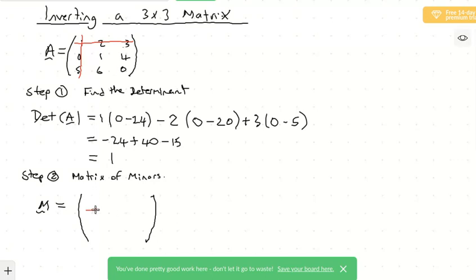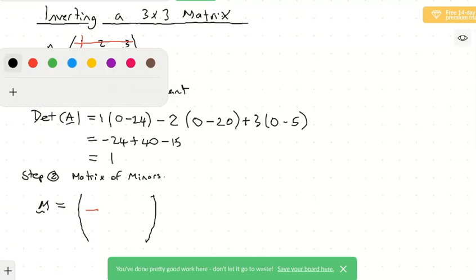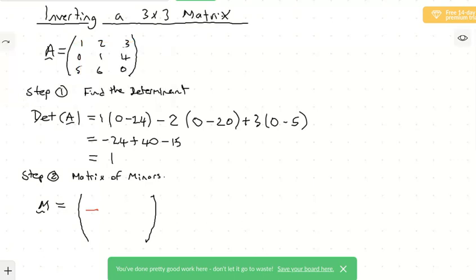So the very first entry, the top left entry, is where you ignore the first row and first column, and you do that times that minus that times that. And that is, of course, minus 24. So let me write that down. Oh, and let me get rid of those. And that one down there. And so I can write in minus 24 first.